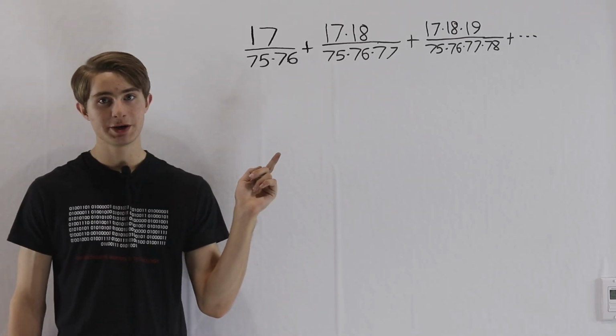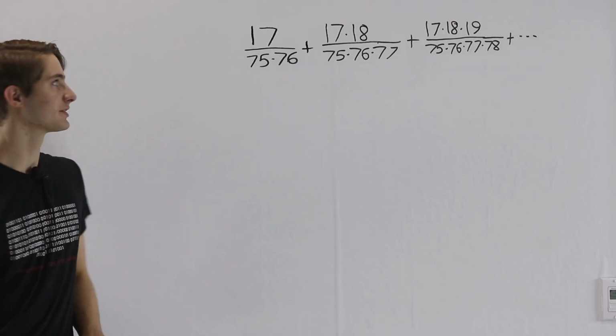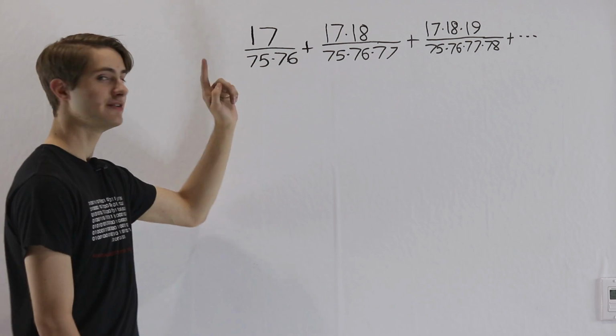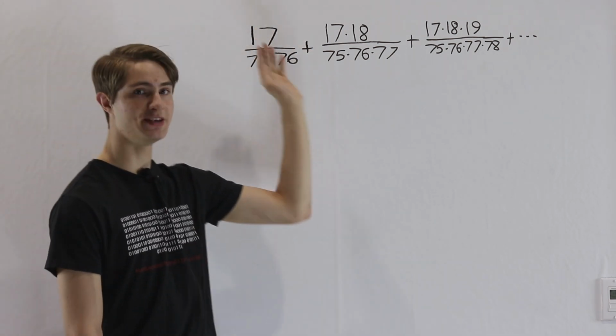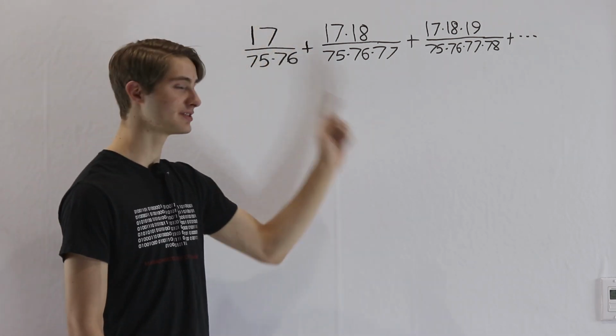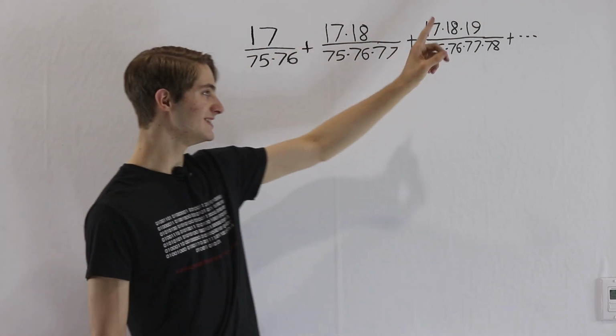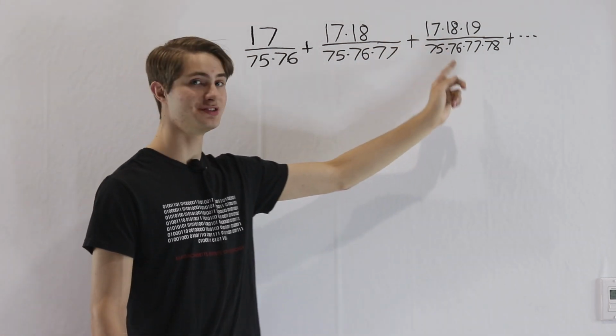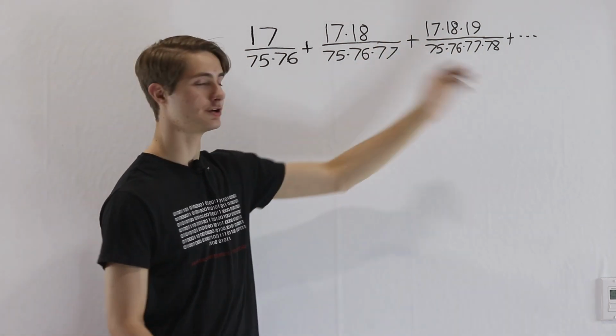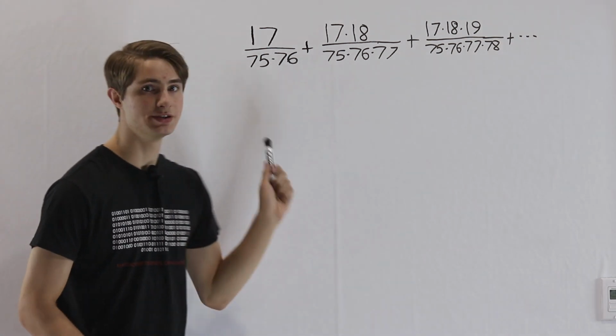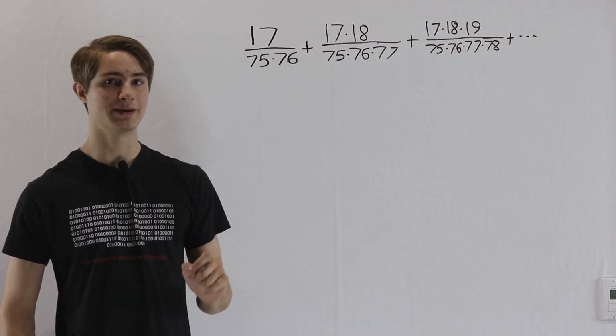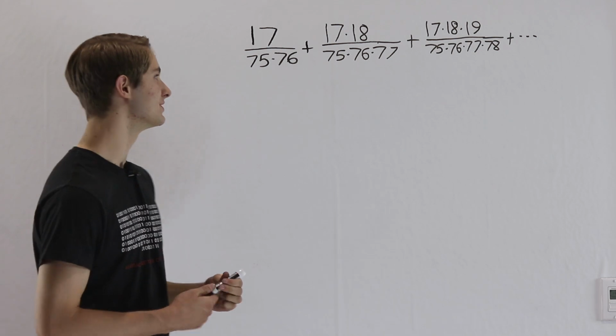So we're going to evaluate this series from a Hong Kong math competition. 17 over 75 times 76 plus 17 times 18 over 75 times 76 times 77 plus 17, 18, 19 over 75, 76, 77, 78, and so on to infinity. And this series is quite the beast. It is going to be absolutely amazing to evaluate this.